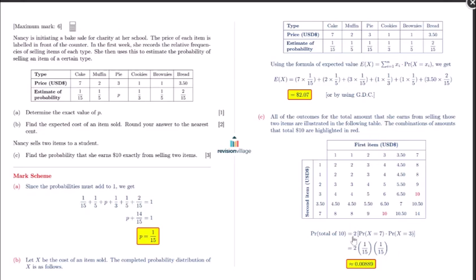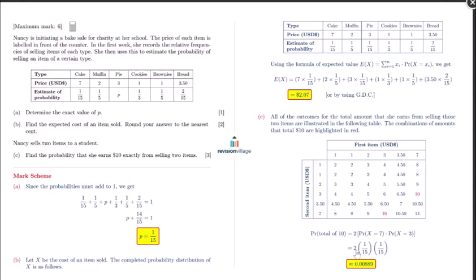I multiplied that by 2 because there's two different ways that it could occur. It could be a cake first followed by a pie, but it could also be a pie first followed by a cake. I could have also written this as two different brackets. So the first one being cake multiplied by pie plus pie multiplied by cake. That would also be valid, but I've just written this in shorthand and said, well, there's two different ways that it could occur, so I'm just going to multiply it by 2.